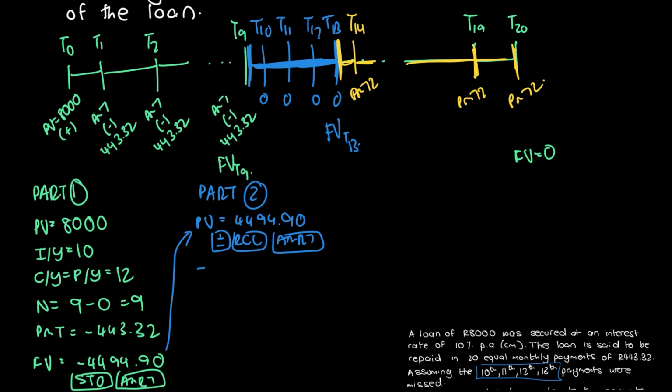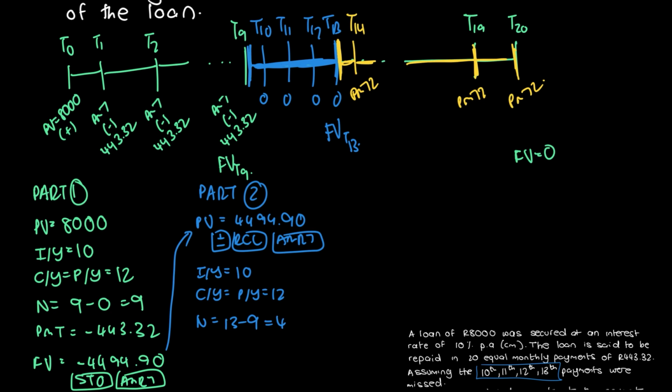Then we're going to have IY. It hasn't changed. There are questions where it can change, so be careful. And CY is equal to PY, which is equal to 12. N is equal to 13 minus the 9, which is going to give us 4.